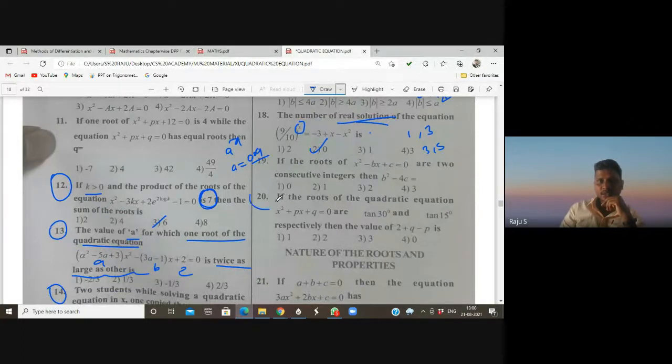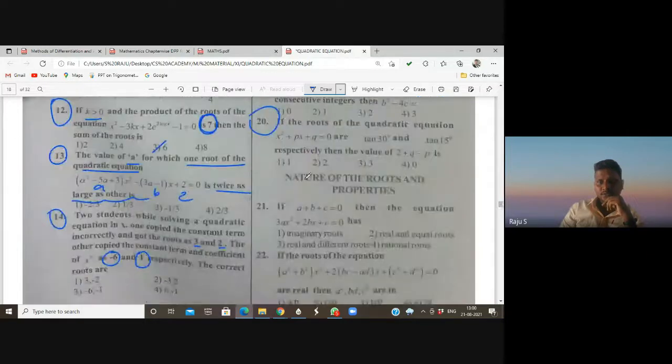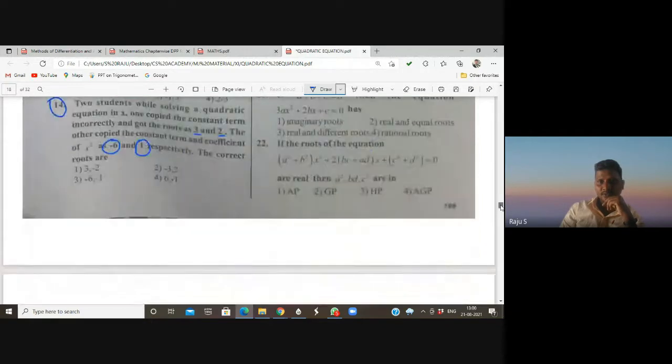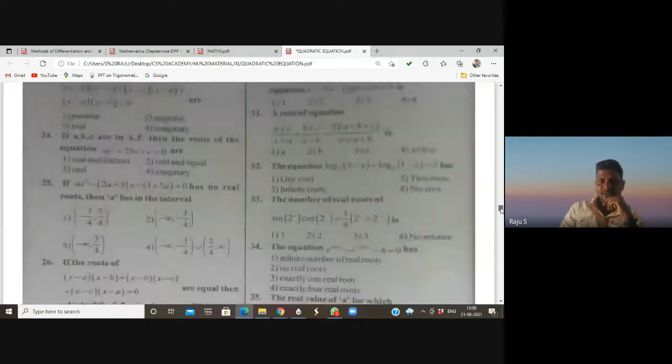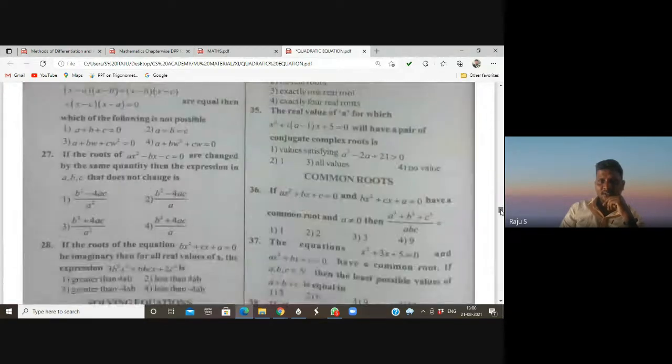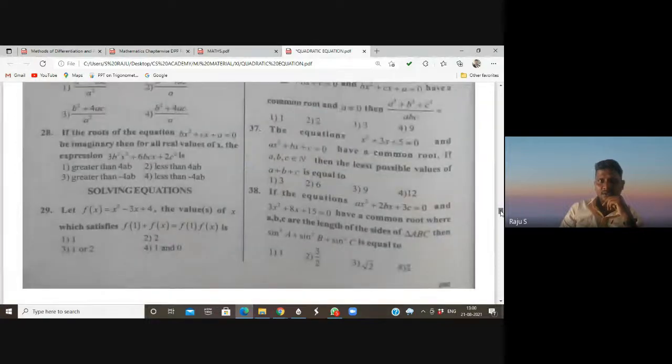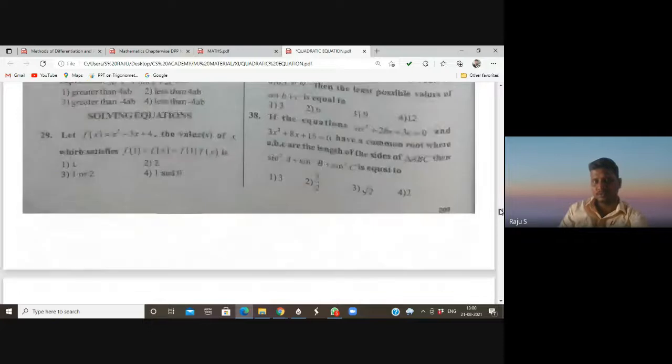So you can try to do question number 28. Next class we'll see the nature of the roots and properties, that is, discriminant greater than 0, lesser than 0, like that. Easy question. Next, common roots. Next, solving the equations of quadratic. All are easy only. Okay.